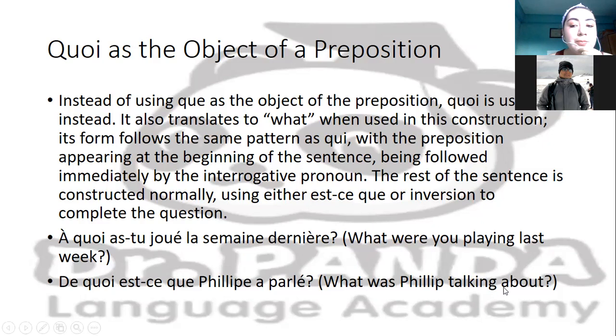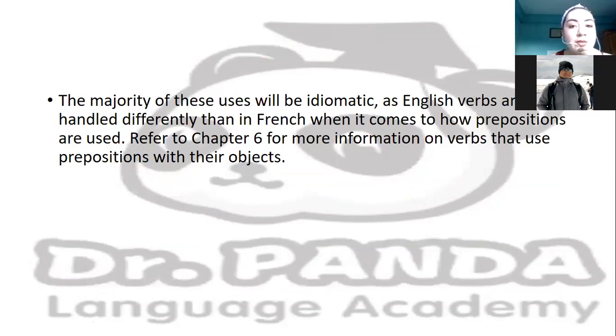And what was Philip talking about? De quoi est-ce que Philippe a parlé? Very good. So the majority of these uses will be idiomatic, as English verbs are often handled differently than in French when it comes to how prepositions are used.